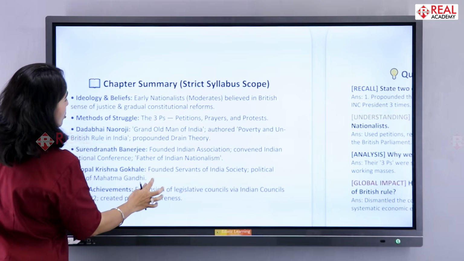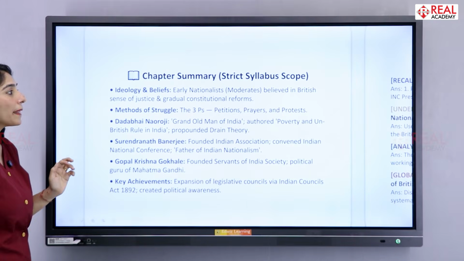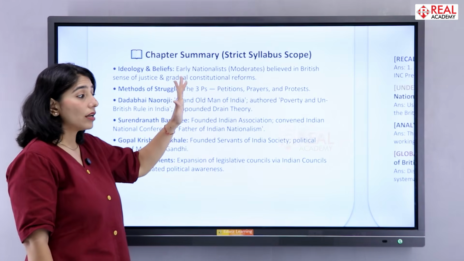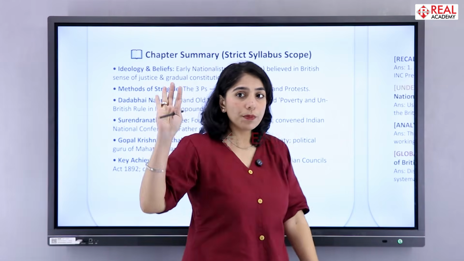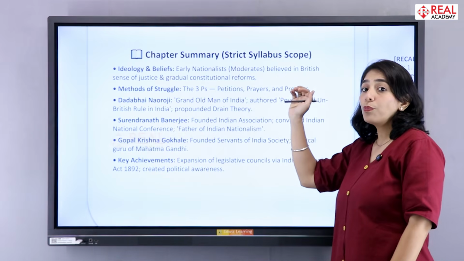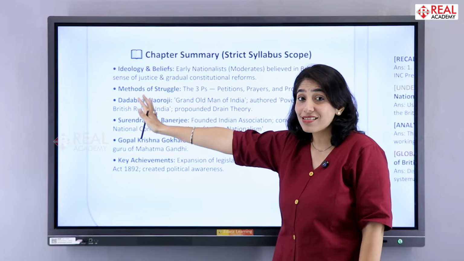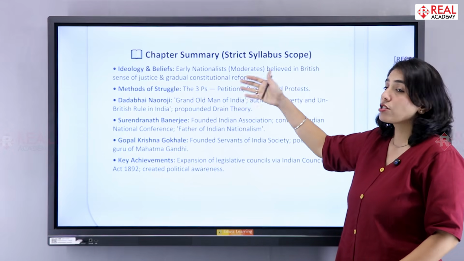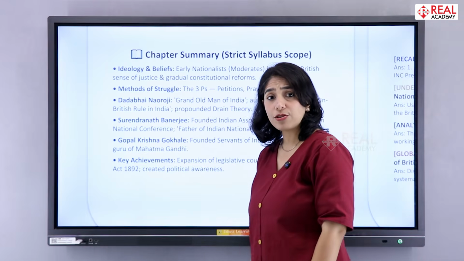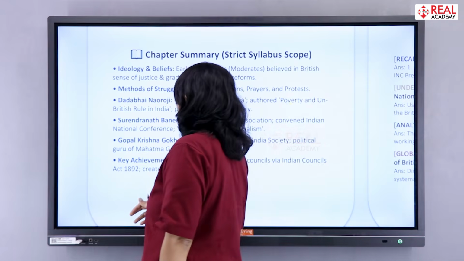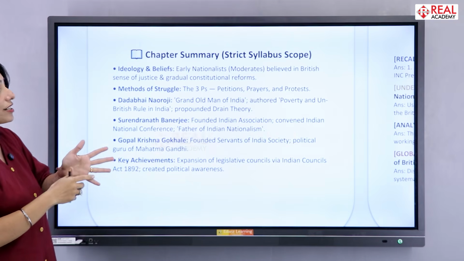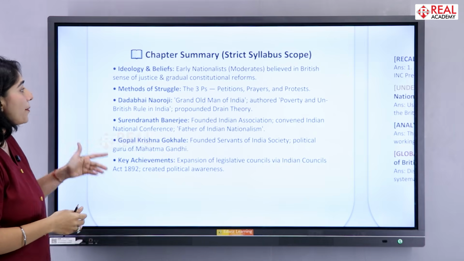See, when we talk about the INC formation, we're talking specifically about the moderates. Assertives are not a separate group as of now. So we are all talking about the moderates who believed in the British sense of justice and gradual constitutional reforms. Somehow we wanted to enter the administration at this point of time. So methods of struggle, which is a normally asked question, where you talk about petitions, prayers, and protest.